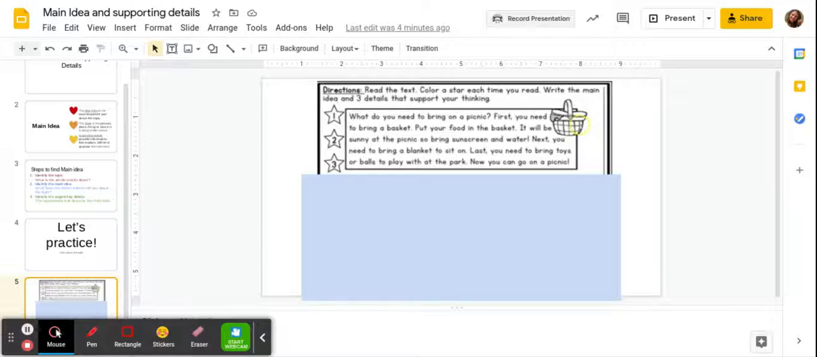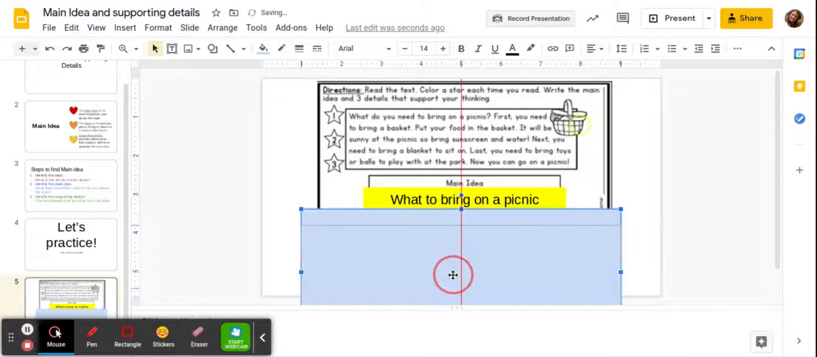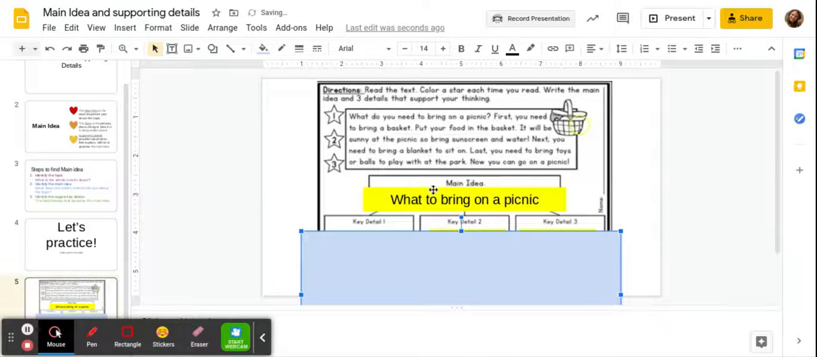Now, let's be more specific. What would the main idea be about this passage, or what does the author want you to know about picnics? Go ahead and on your paper, pause the video and write what you think the main idea of this passage is. I'm going to go ahead and move on. So, for my organizer, for main idea, I wrote it is what to bring on a picnic.